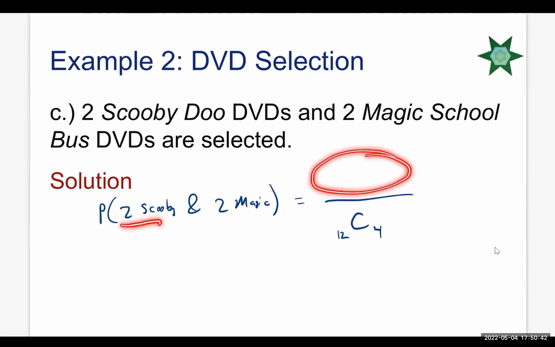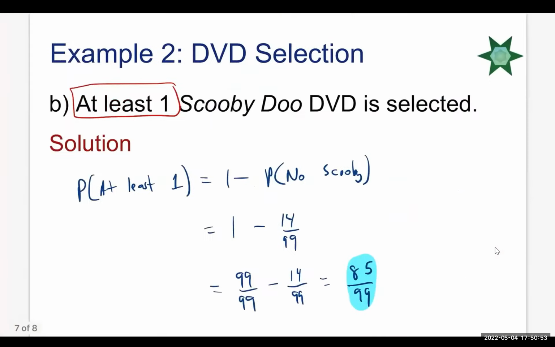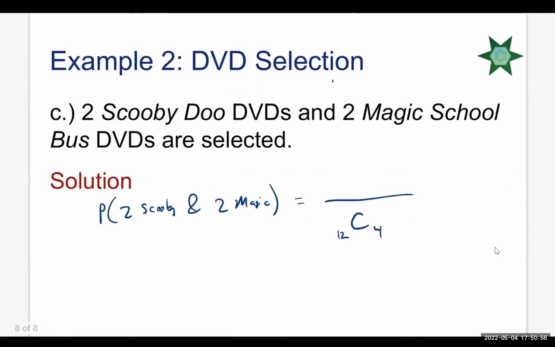Now, the probability of getting 2 Scoobies and 2 Magic School Buses would be, well, how many Scooby-Doo videos are there? There are 4 Scooby and 5 Magic. 4 Scoobies, 5 Magic School Buses. So from the 4, we want to select 2. So 4 choose 2. Times, because of the counting principle, from the 5 Magic School Buses, we want to select 2 of those. So 5 choose 2. So this is basically the answer.